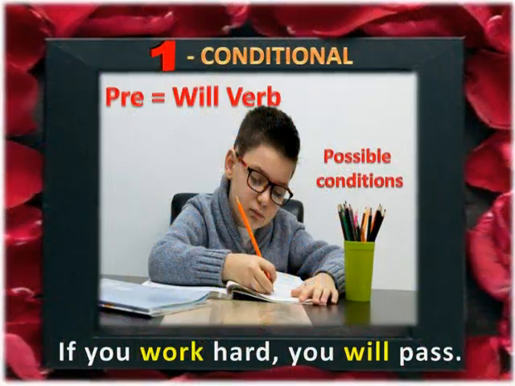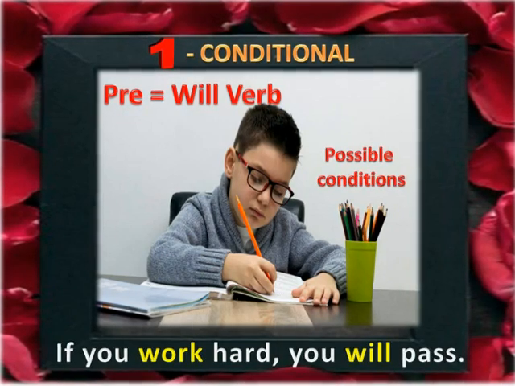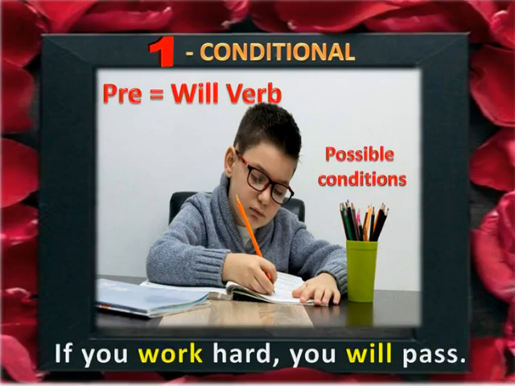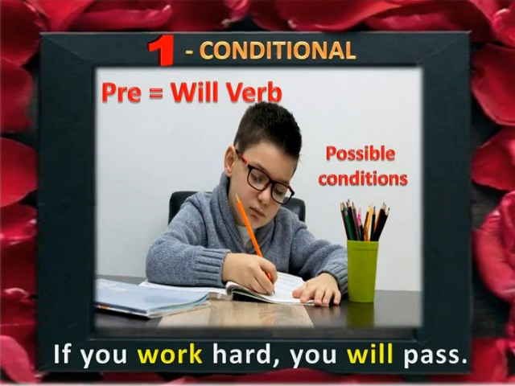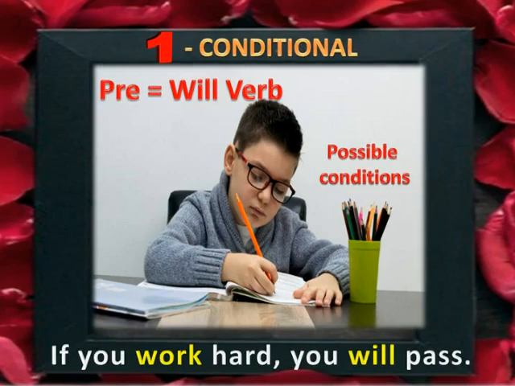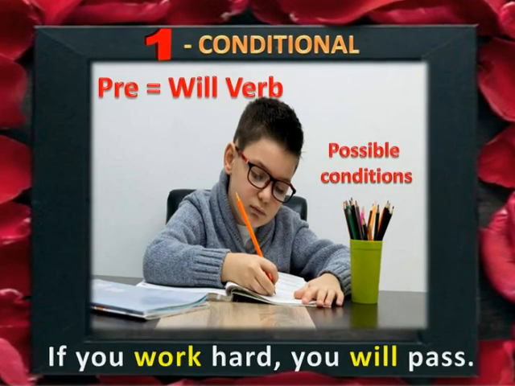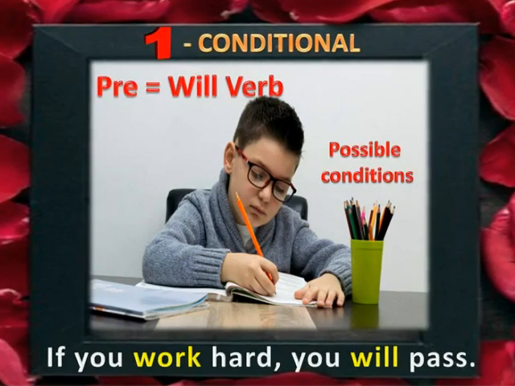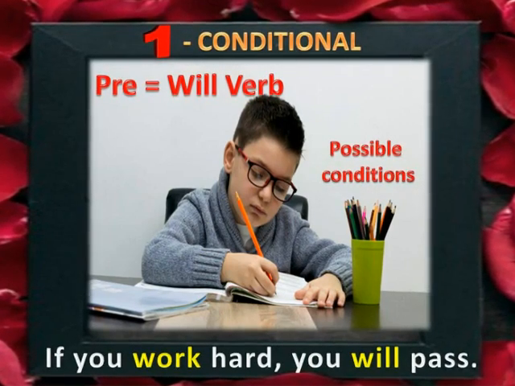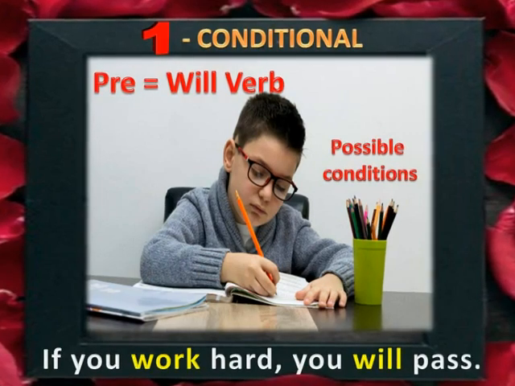Let me explain clearly. In pizza, the letter P stands for possible, that is possible condition in which the result part is likely to happen in the future. The sentence structure has present tense of verb in condition part and the future tense of verb in result part. Now look at the sentence, if you work hard, you will pass.